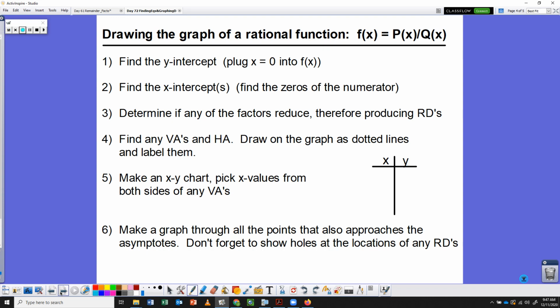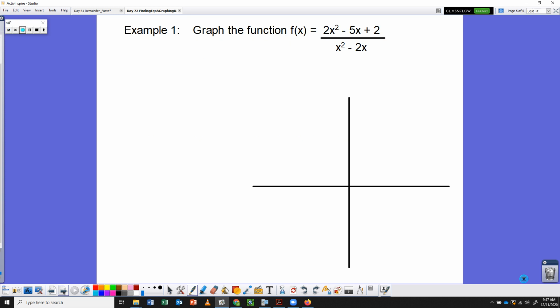Don't forget to show the holes at any locations that were your removable discontinuities. Don't make the same mistake that your graphing calculators make. So if there's a removable discontinuity, you got to remember to go back and put a hole in your graph at those spots. All right, so let's give this a try.